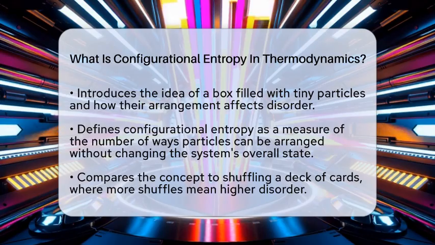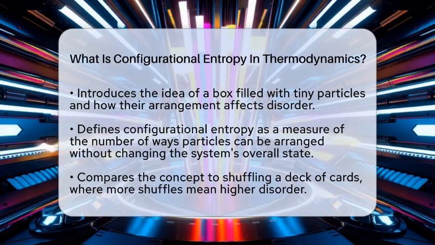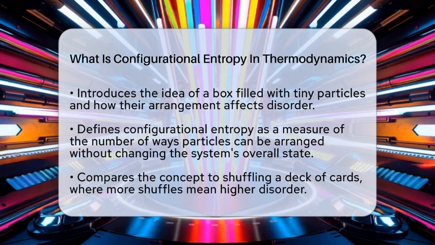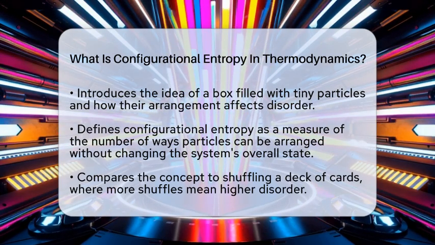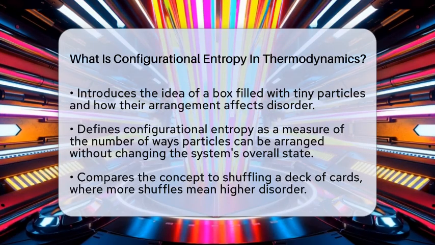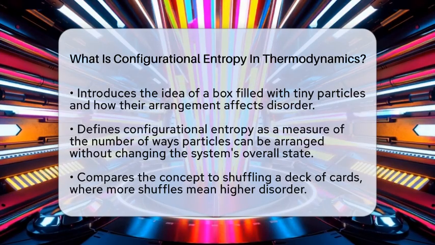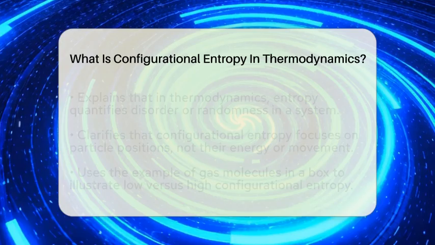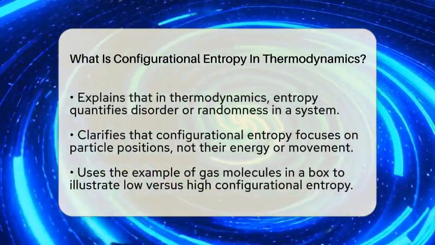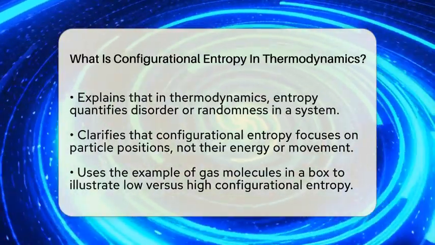Think of it like shuffling a deck of cards. The more ways you can shuffle it, the higher the disorder. In thermodynamics, entropy is a way to quantify disorder or randomness. It tells us how many microscopic arrangements correspond to a particular macroscopic state. Configurational entropy zooms in on the arrangement of particles themselves, ignoring their energy or movement. It's all about where the particles are located.